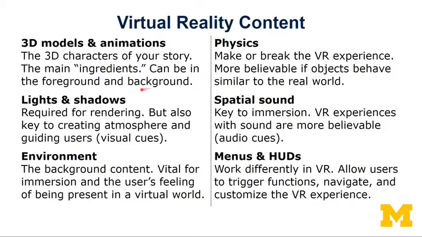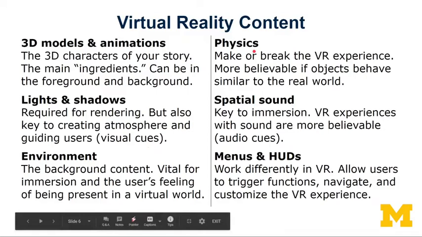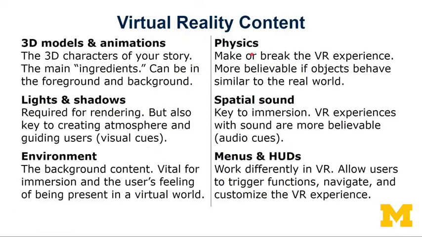We learned about virtual reality content, right? All the things we need to take care of, the 3D characters of your story, the main ingredients, as I say here, and obviously that lights and shadows are required, and they add to atmosphere, and they help us establish visual cues to guide users, the environment, physics. I hope you played a little bit with physics or saw at least some of my examples where I threw cubes around in the study here, for example. I had a little bit of fun there, I must say.